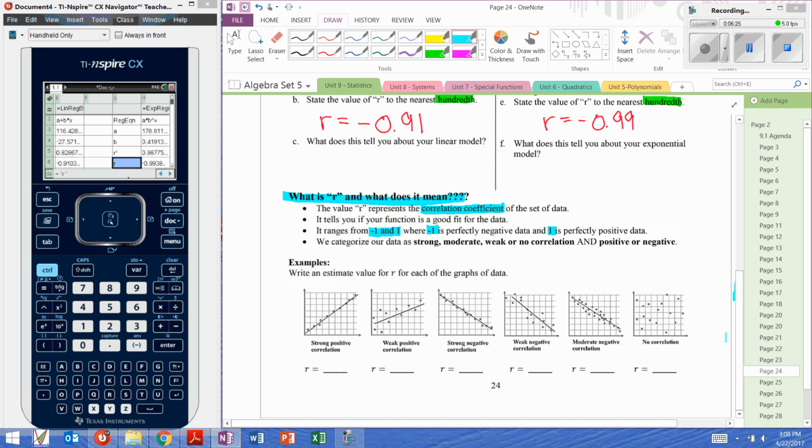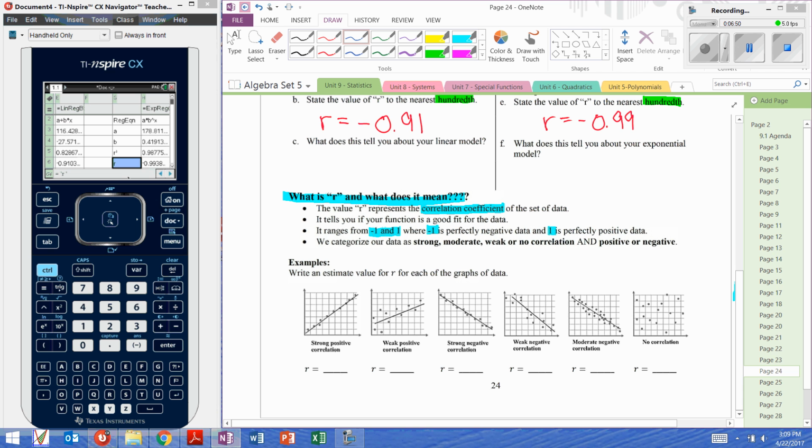Okay, and we can categorize our data as strong, moderate, weak, or no correlation, and it can also be positive or negative. So if it's increasing, it would be positive. If it was decreasing, the correlation would be negative. So let's just get a little bit of practice before we draw our conclusions in C and F of what R would be in these examples down below. So I don't know, what do you guys think?